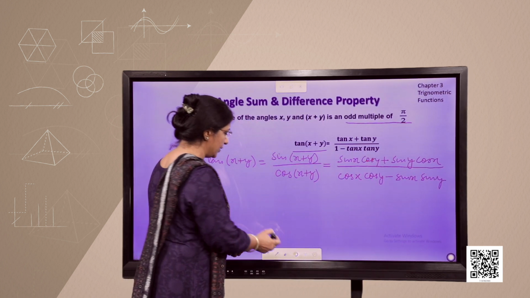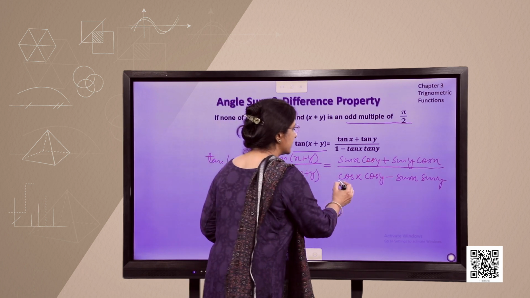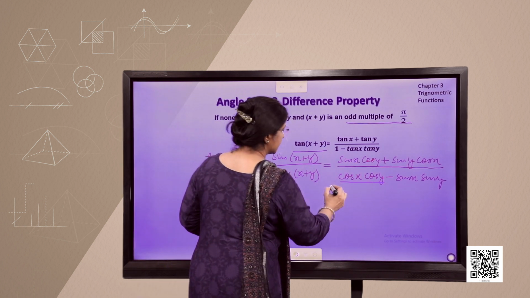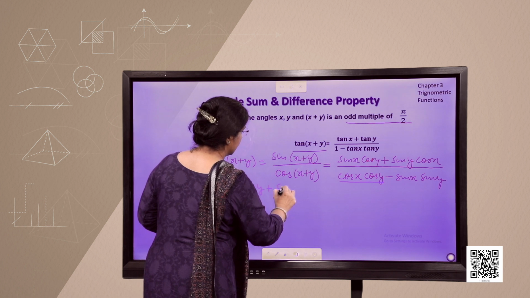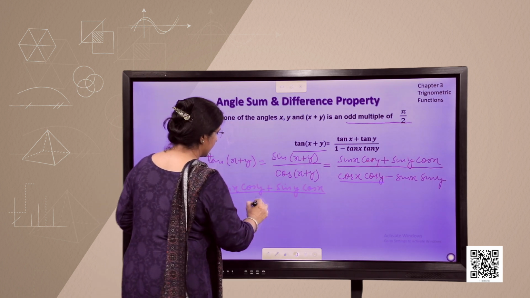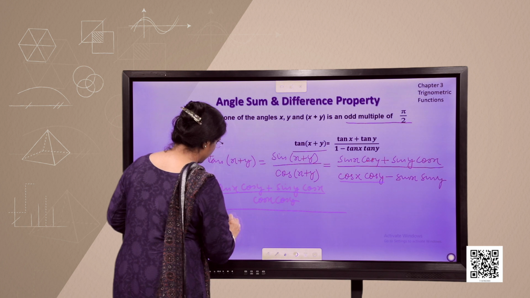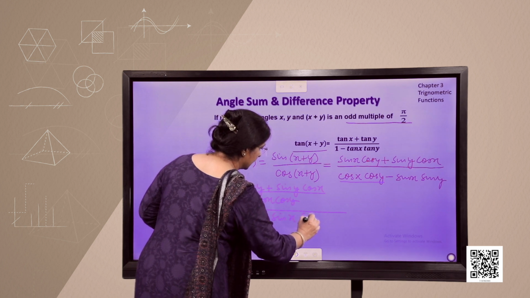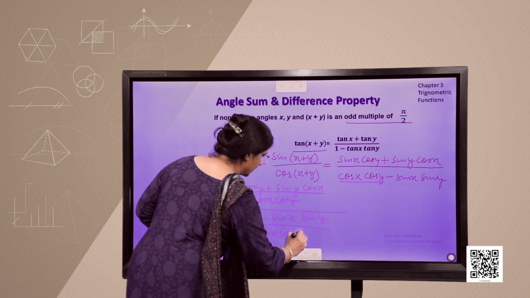What is the next step? We need to divide the whole numerator and denominator by this term, that is cos x and cos y, both the terms. So, if we divide this, the numerator will be sin x cos y plus sin y cos x divided by cos x cos y. Similarly, the denominator also, cos x cos y minus sin x sin y divided by cos x and cos y.